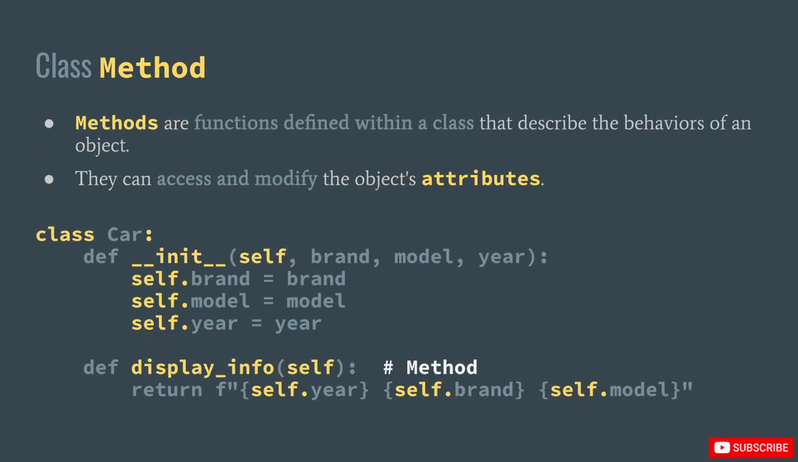Class methods are functions defined within a class that describe the behaviors of an object. They can access and modify the object's attributes, making them essential for defining how an object interacts and operates. In this example, the Car class has a method called displayInfo. This method returns a formatted string containing the car's year, brand, and model. By accessing the object's attributes through self, class methods like displayInfo allow each instance to perform actions or provide specific information based on its unique attribute values.